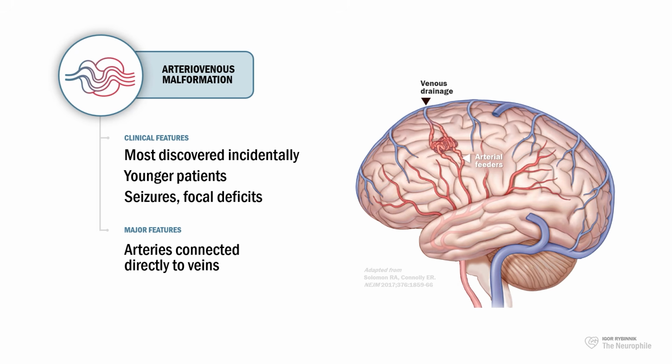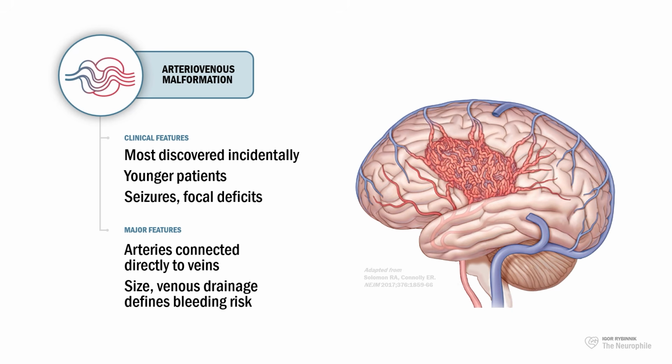Arteriovenous malformations are direct connections between the high-pressure arterial system and the low-pressure venous system. When an artery is directly connected to a vein without the intervening capillary network to slow down the flow, the vein, which isn't designed to handle such high pressure, can rupture and bleed. The risk of bleeding depends on the size of the AVM and the type of venous drainage. For example, larger AVMs like this one, or those with deep venous drainage, have a higher risk of bleeding as compared to the smaller superficial ones.